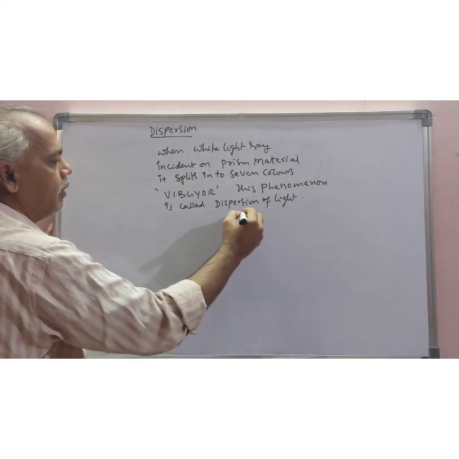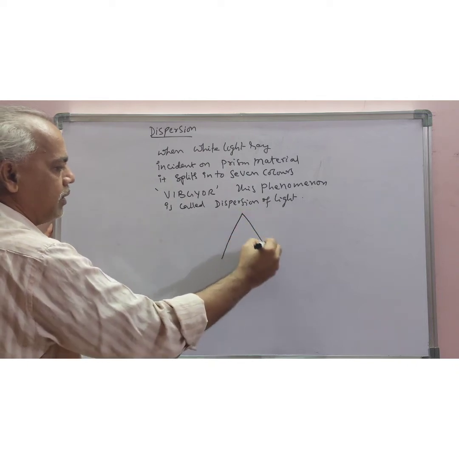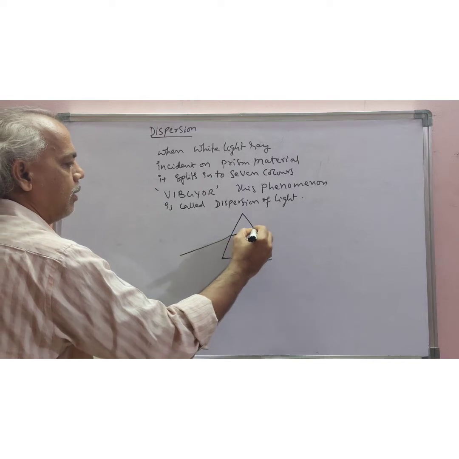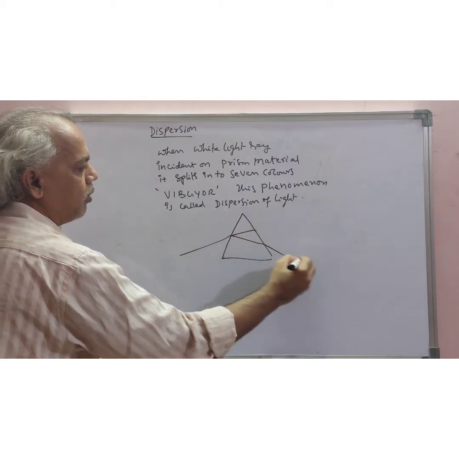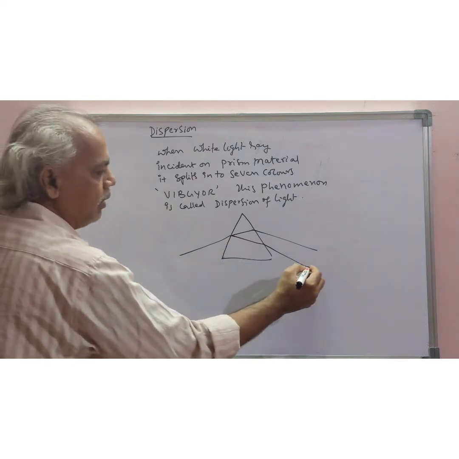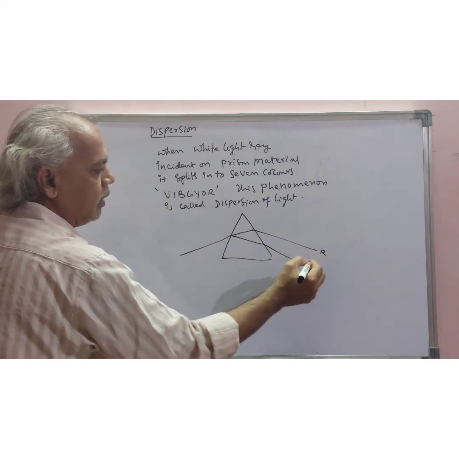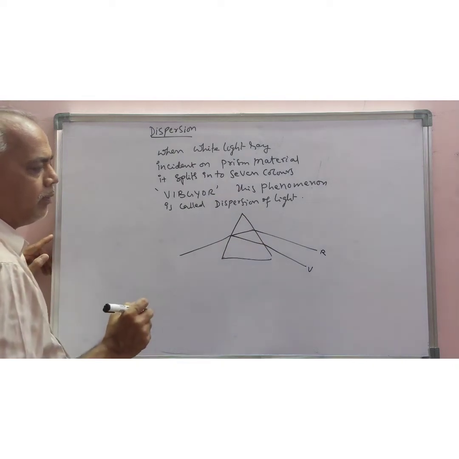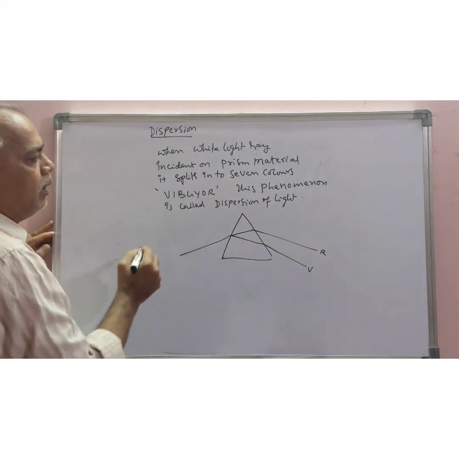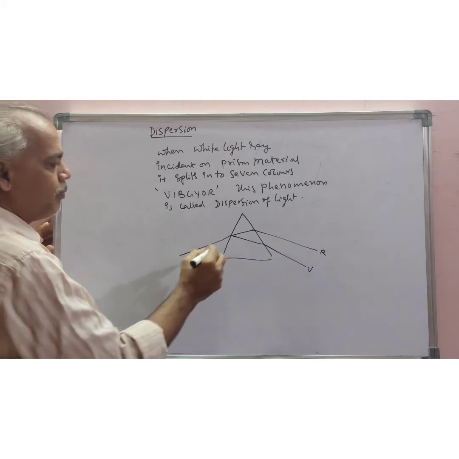Okay, in dispersion, violet color deviates more, red color deviates less. It is violet color, it is red color. In between violet and red, the remaining colors will be present: indigo, blue, green, yellow and orange.